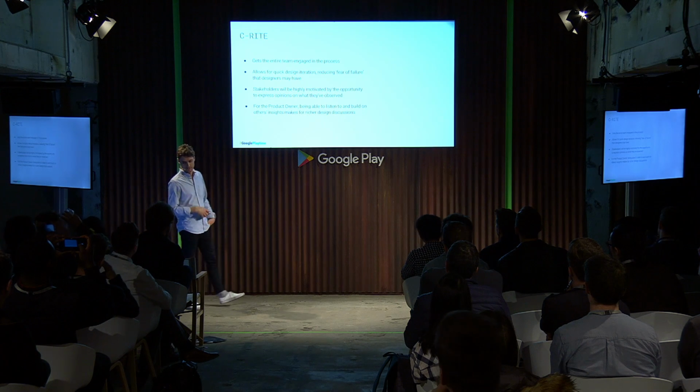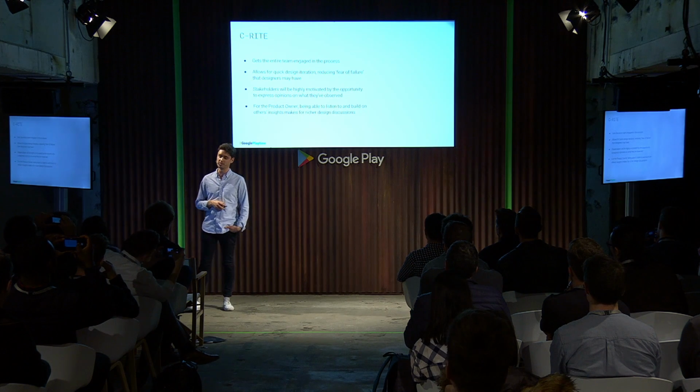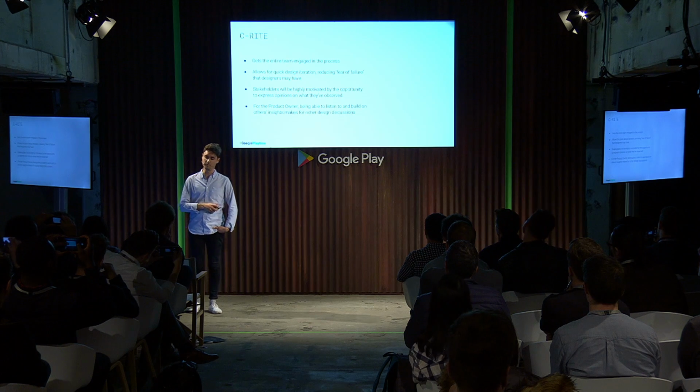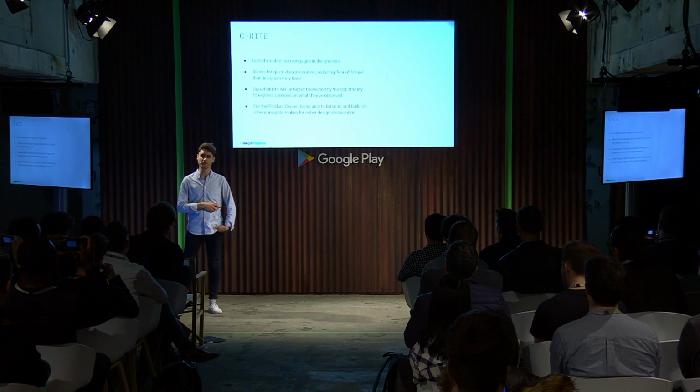So what are the strengths here? Why is this good? The first one is that you get the entire team engaged in the process. I'm going to talk about this more later, but that's a really key thing to making your research useful. The second thing is it allows really quick iteration. So the research insights that you get are used almost immediately, which ensures that they're going to be impactful to the product that you're building.